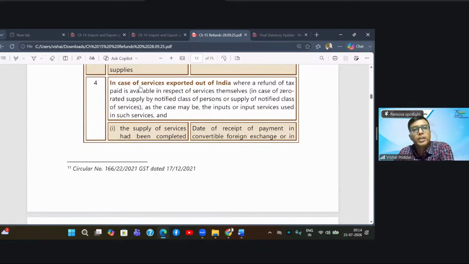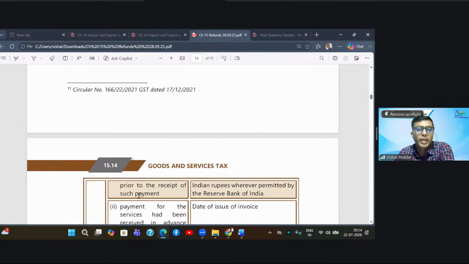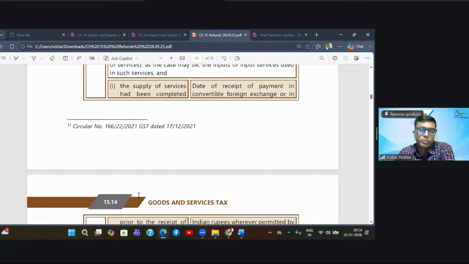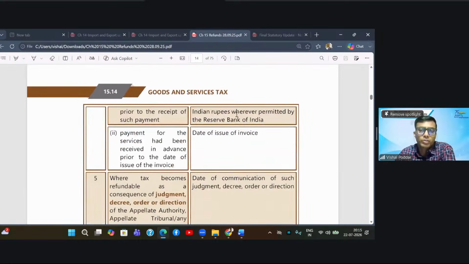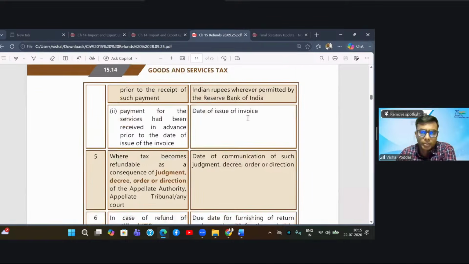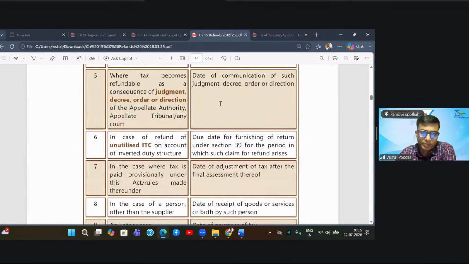Next, in case where you are exporting services outside India, and the supply of service has been completed prior to receipt of payment, that is, you have first supplied the service and in future you are receiving the payment, the date of receipt of payment in convertible foreign exchange or rupees wherever permitted, that is the date for starting the 2 years calculation. Where the opposite has happened, you have received payment in advance, so you have received the payment first and then the services are provided, it will be the date of issue of invoice.